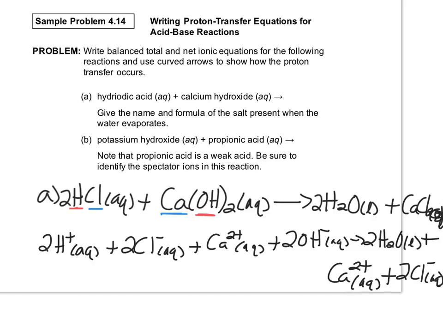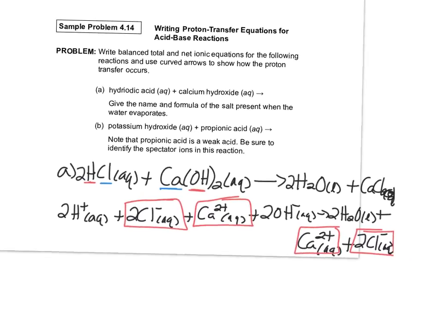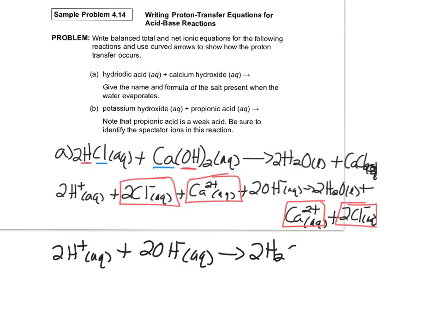All right, so now I'm going to identify my spectator ions. Let's see, I've got my 2 chlorides, my 2 chlorides. I've got my calcium, and that's pretty much it. Right, so now I'm going to write my net ionic equation. From that, I'm going to bring down everything that's not a spectator. So let's see, I've got 2H plus, 2OH minuses, yields water. 2 waters, right?